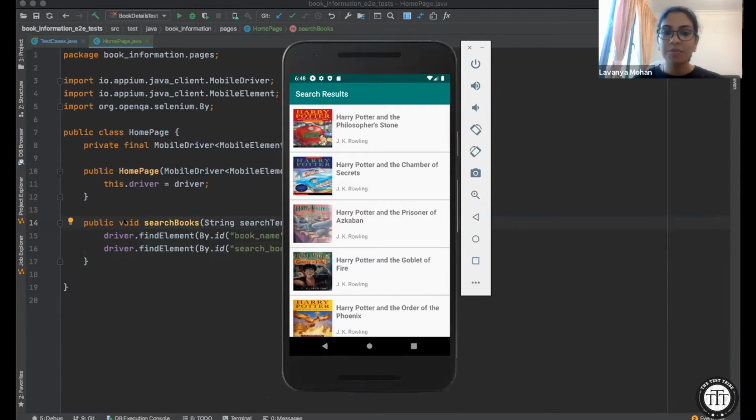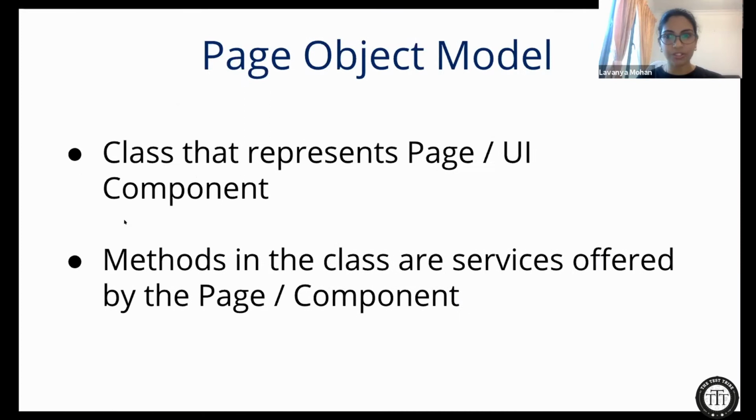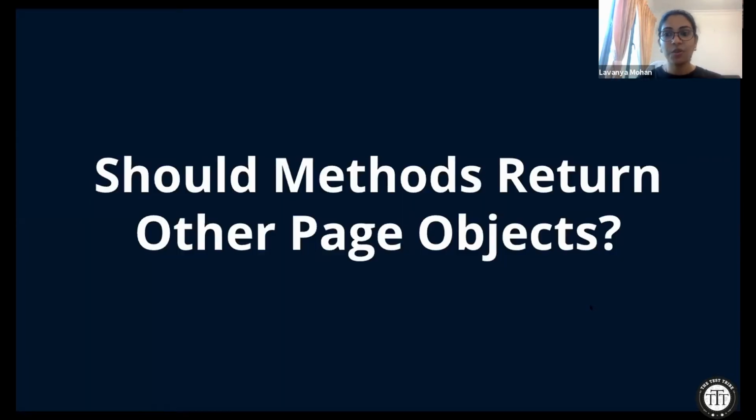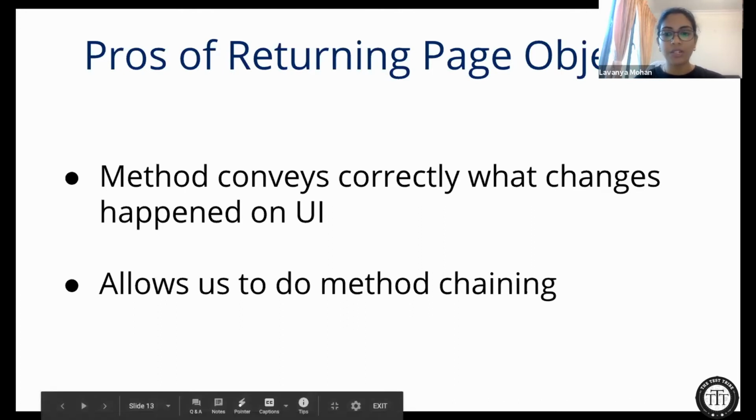Now the Selenium documentation on page object model says that these methods should return page objects, right? But before we get to doing that, let's understand the pros and cons. So should we return them? Now the pros of this is the method conveys exactly what changes happened on the UI. So just by looking at the method signature, I will know that it opened the search results page. So that's good. And it will also allow us to do method chaining. We'll come to that shortly.